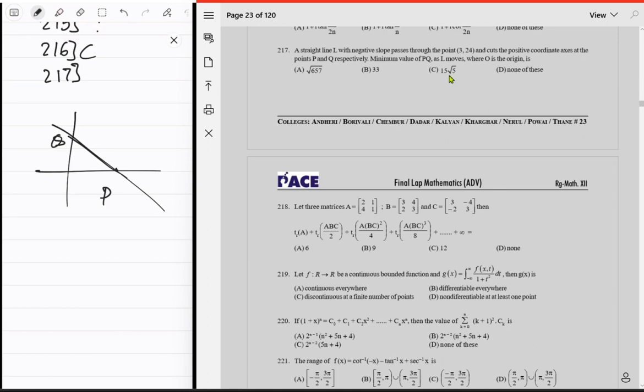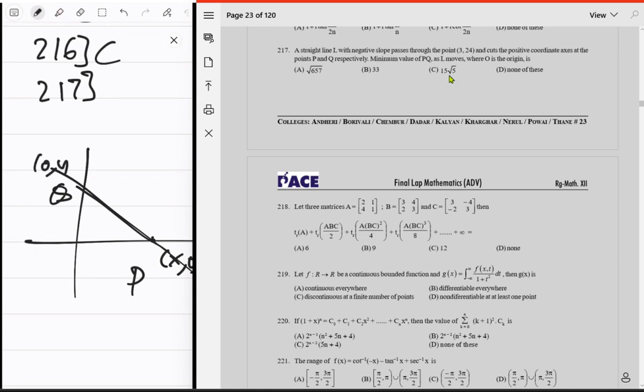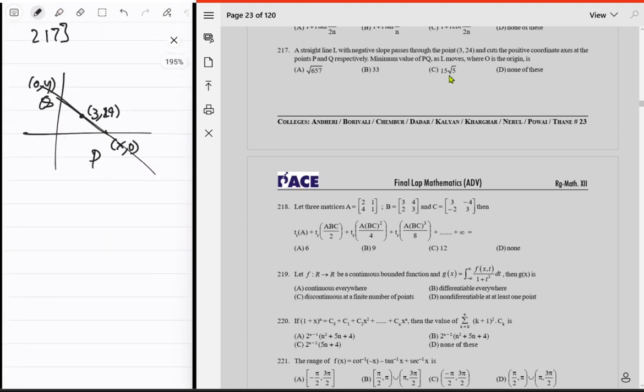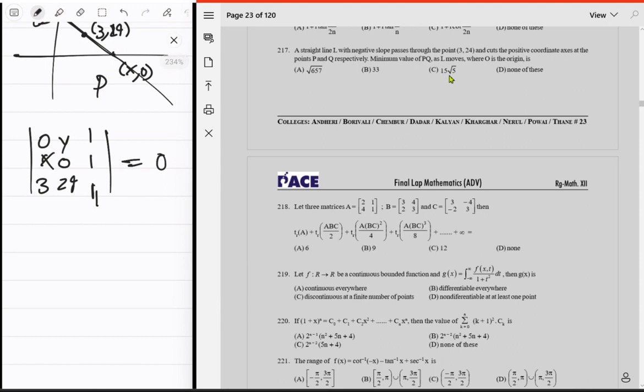Wait, what distance will it be? God, this is weird. Okay, well, think about it. This is like what? Suppose this is (x, 0), this is (0, y), and this thing is (3, 24), of course, right? One thing we know is, what do we have? Just have this thing, (0, y), (x, 0), (3, 24), and your determinant should be 0 for these to be collinear. At least that's one thing we know, right? Yeah.